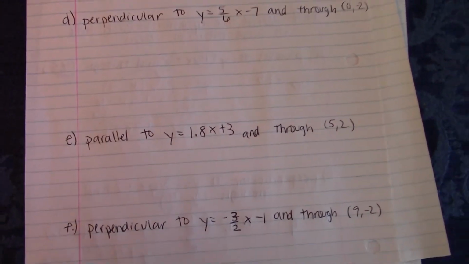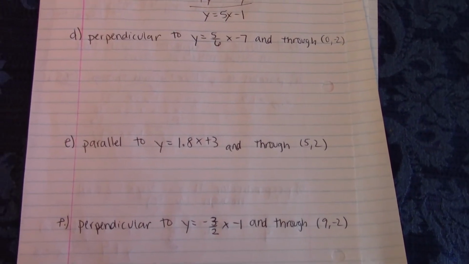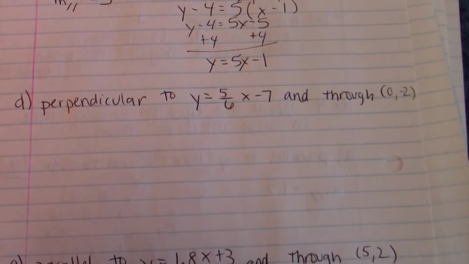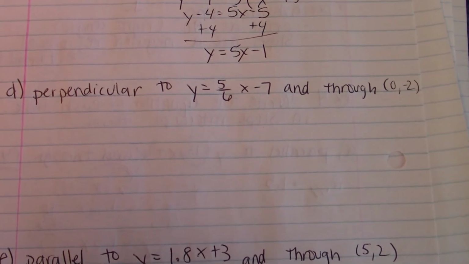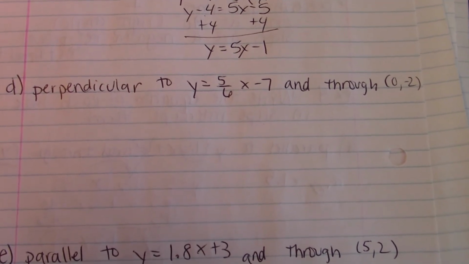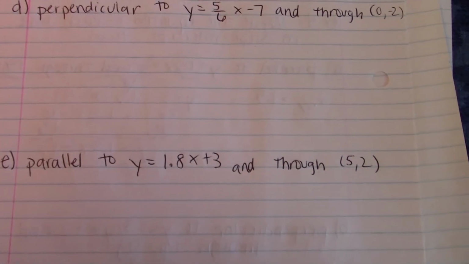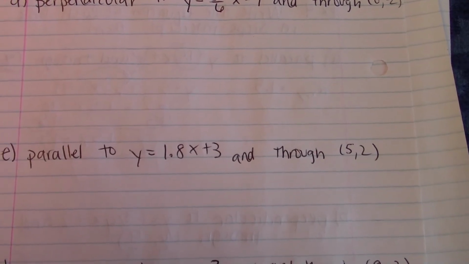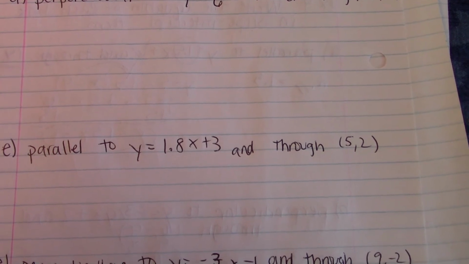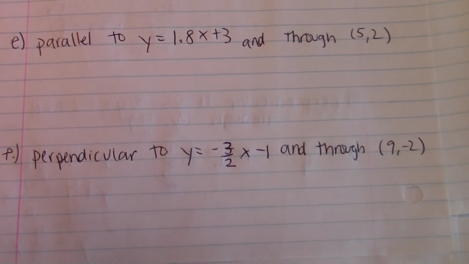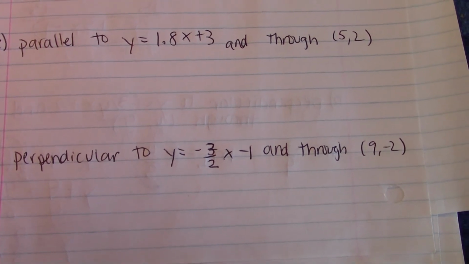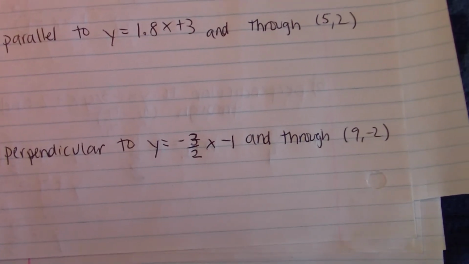I want you to try it for D, E, and F. So D is perpendicular to y equals 5 sixths x minus 7, and through 0, negative 2. E, parallel to y equals 1.8x plus 3, and through 5, 2. And F, perpendicular to y equals negative 3x minus 1, and through the point 9, negative 2.